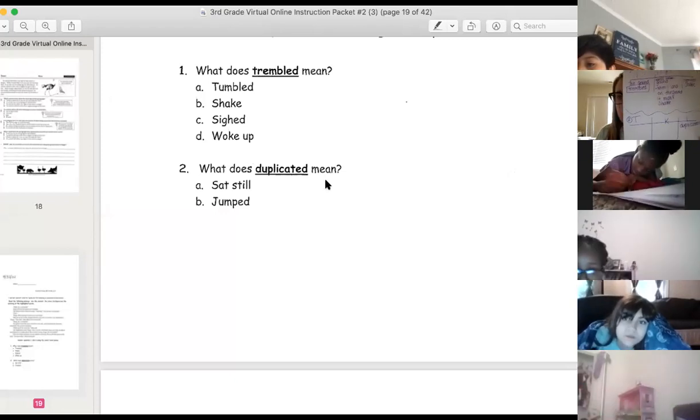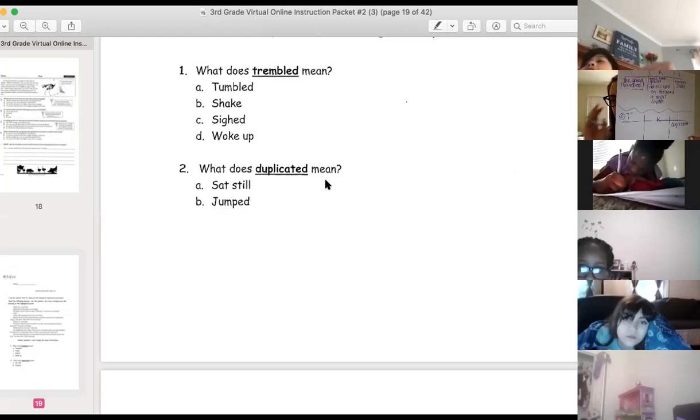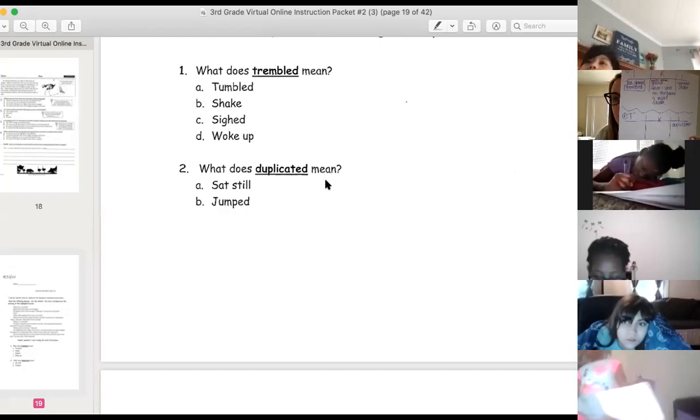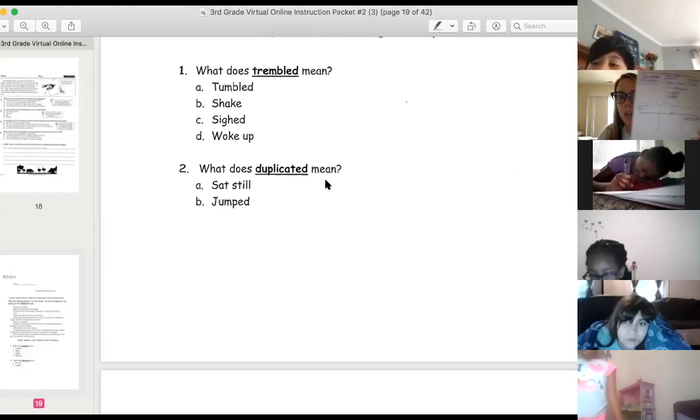Yes, Serenity. So are we supposed to put word though on the second one? Yeah. Your first one and second one should look exactly alike, except for the words underneath it, essentially.